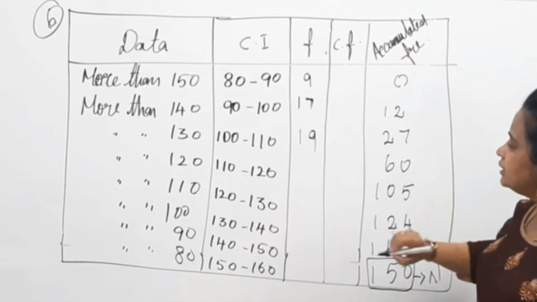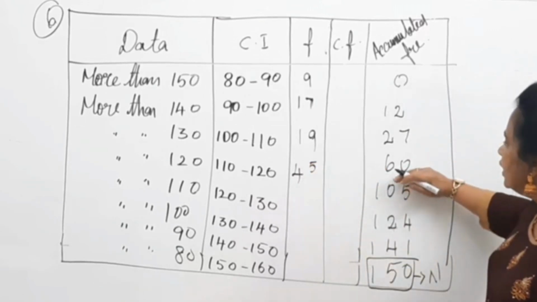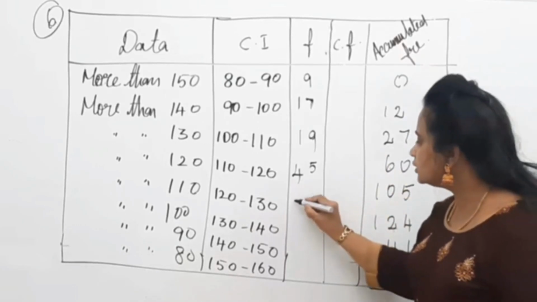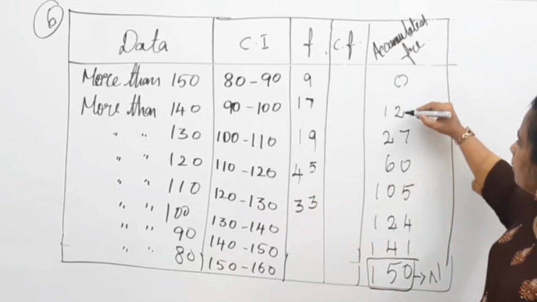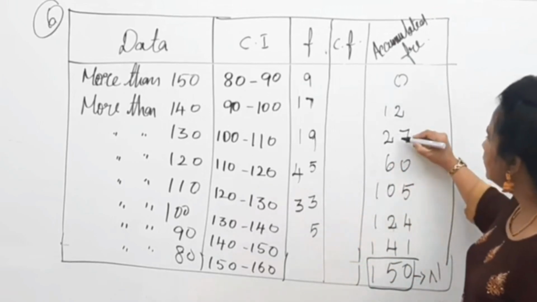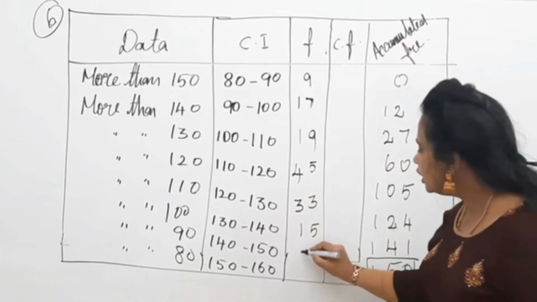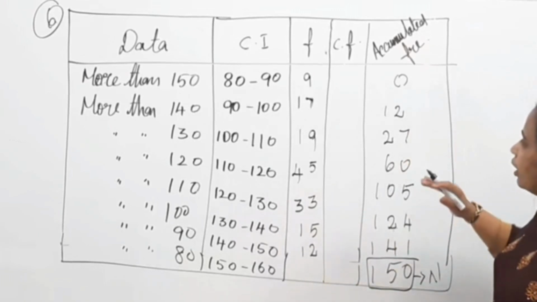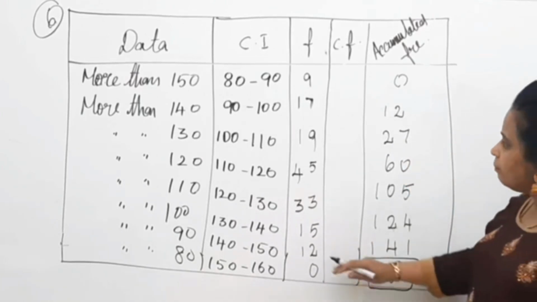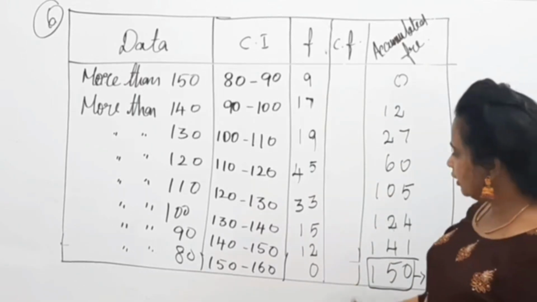Now 105 minus 60, that is 5 and 10 minus 6 is 4, that is 45. 60 minus 27, 10 minus 7 is 3, 5 minus 2 is 3 again. And then 27 minus 12, that is equal to 7 minus 2 is 5, and then 2 minus 1 is 1. And then 12 minus 0 is 12, and more than 150 to 160, that is equal to 0. So I get my numbers. When you add, you should get 150 here. We'll check whether we are getting 150.